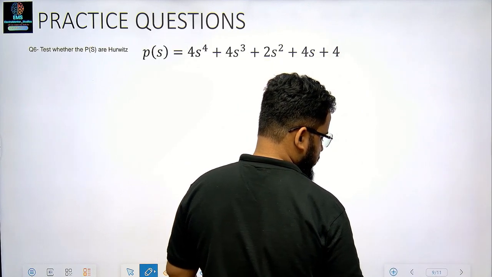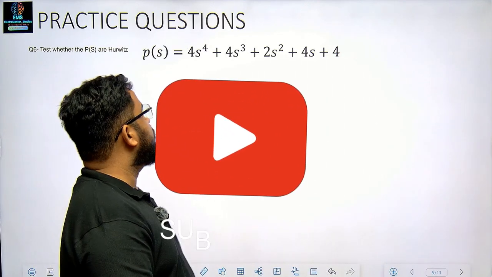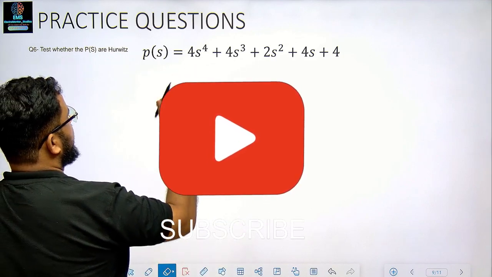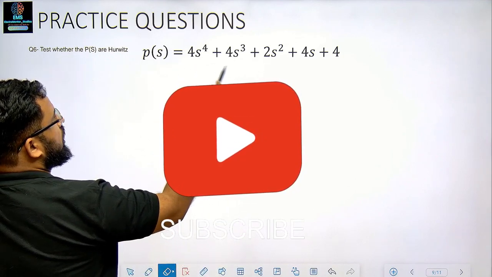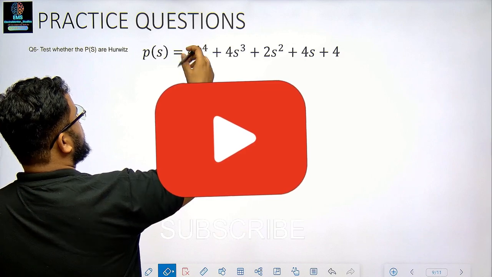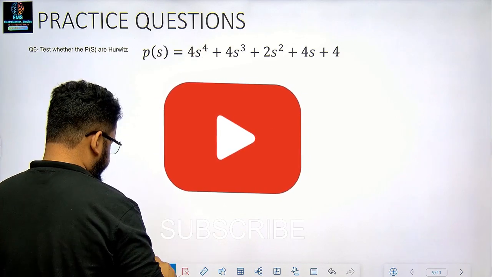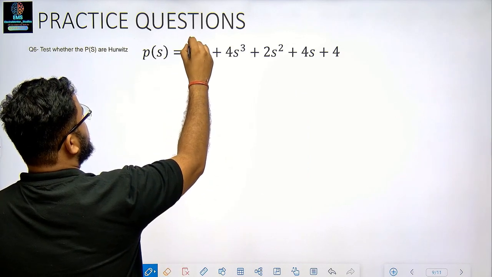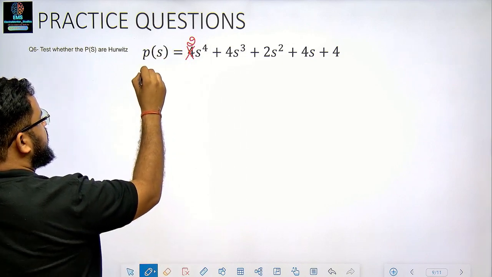Okay, moving ahead to the next question. Let's see this question again. This is going to be another good question which has, okay, there is an error in the question. Just replace, sorry, replace this 4 by 2.